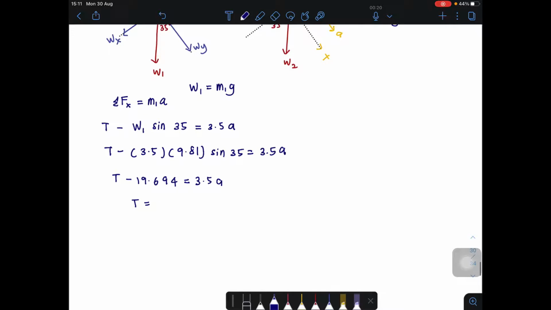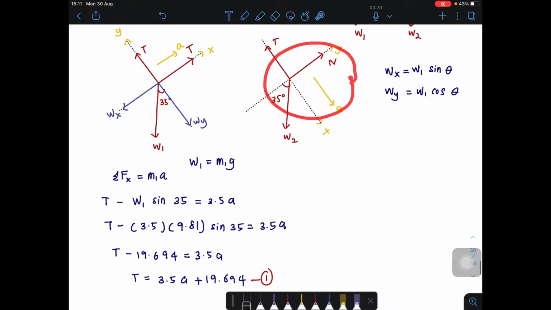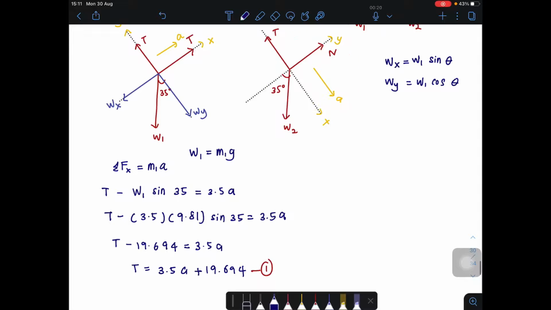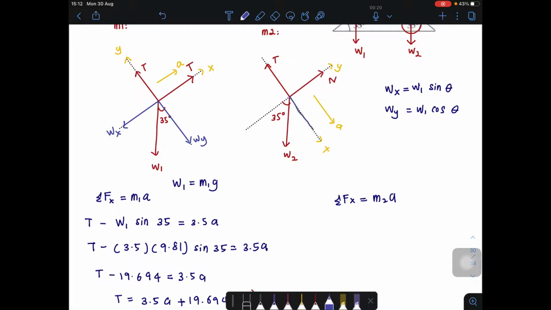So T equal to 3.5a plus 19.694. So that's the first equation. And then the second equation we will get from M2. So fx for M2 is the same. We have here Wx, and here Wy.